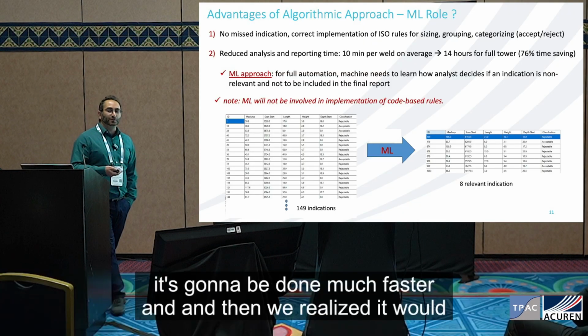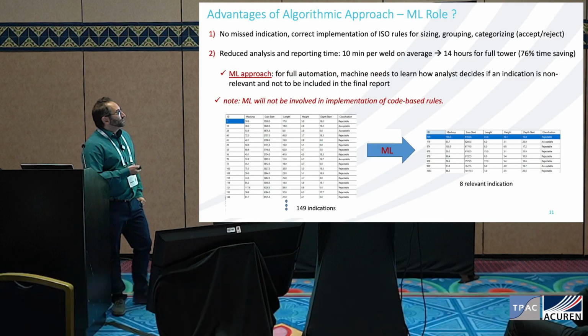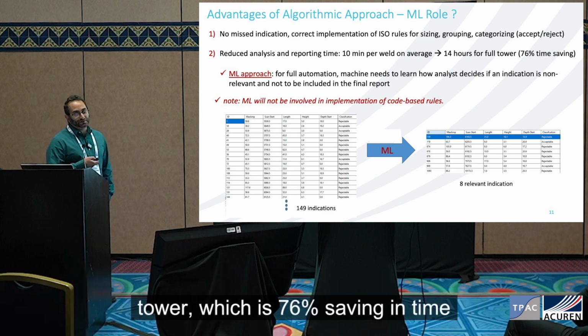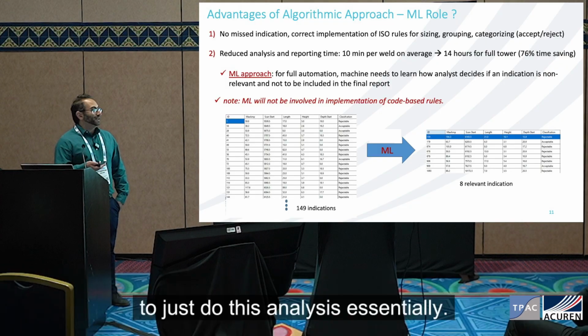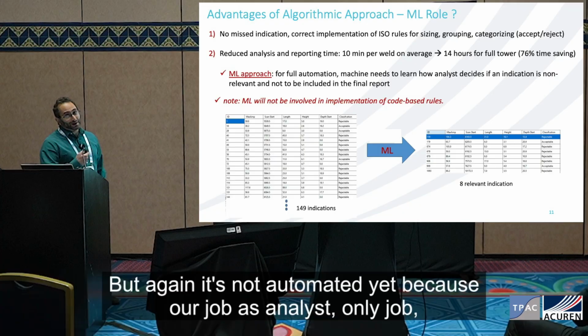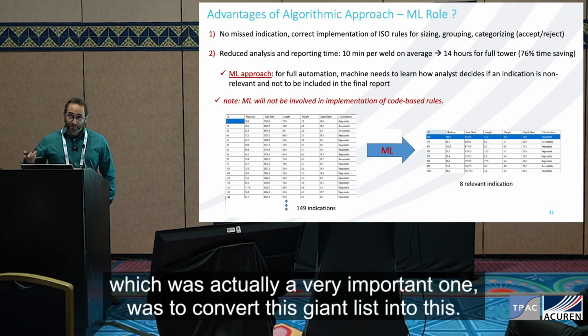We realized it would take like 10 minutes per weld. So now it takes only 14 hours to do a full tower, which is a 76% saving in time to just do this analysis essentially. But again, it's not automated yet, because our job as analysts, our only job, which was actually a very important one, was to convert this giant list into this.